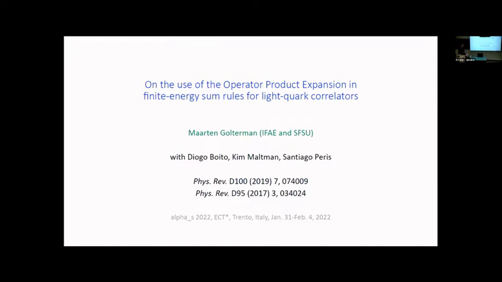So I would like to talk about the use of the operator product expansion in finite energy sum rules.